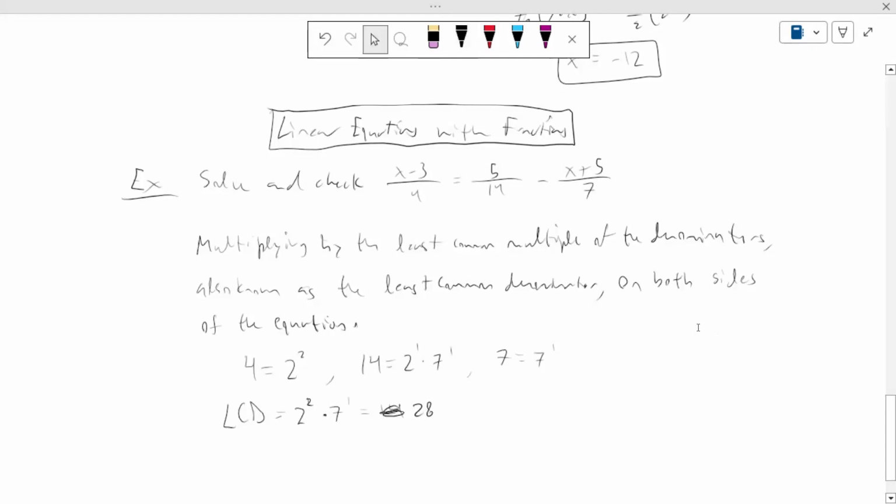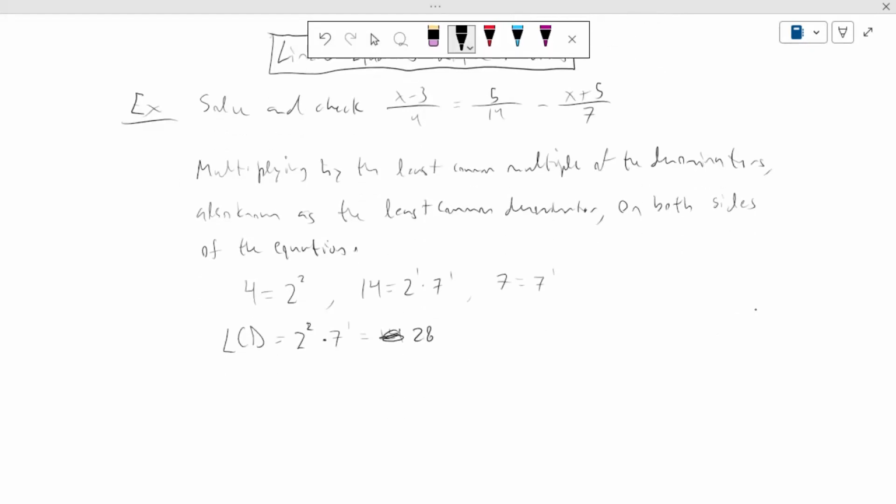Let's see what that's going to look like. I'm going to rewrite my equation over here: x minus 3 over 4 equals 5 over 14 minus x plus 5 over 7. And then I'm going to multiply both sides by 28. So I'm going to have 28 times x minus 3 over 4, and 28 times 5 over 14 minus x plus 5 over 7.